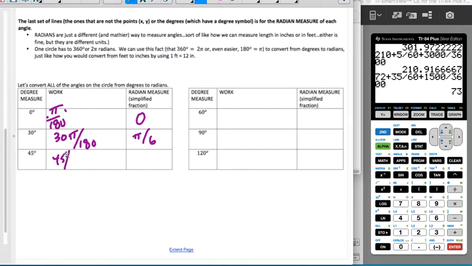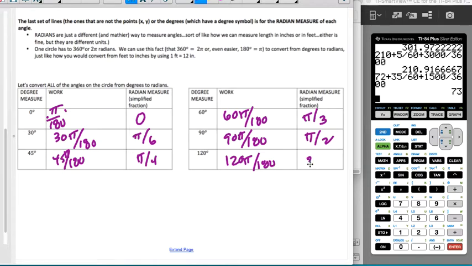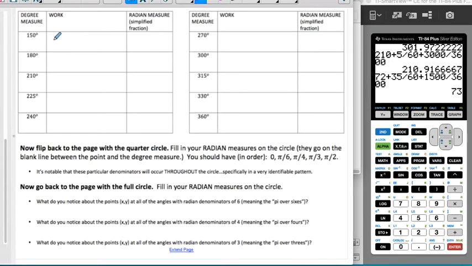45 times pi over 180 is going to be pi over 4, because the 45 and the 180 will cancel. 60 times pi over 180 is going to be pi over 3. We already saw that 90 times pi over 180 is pi over 2, right? 120 times pi over 180 is 2 pi over 3, because you can cancel a 60. If we fill this out the rest of the way, 150 times pi over 180 is going to be 5 pi over 6. 180 times pi over 180 is just going to be pi.